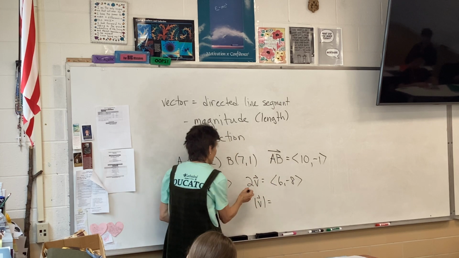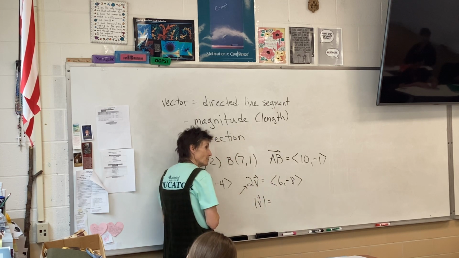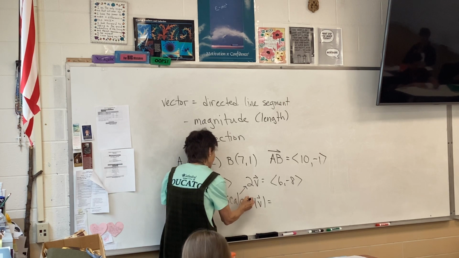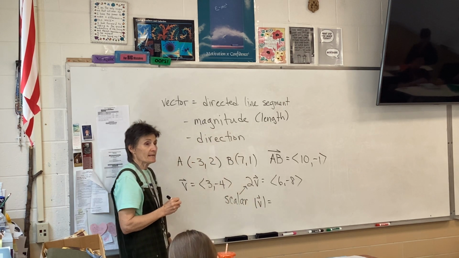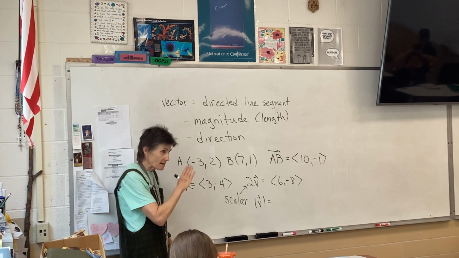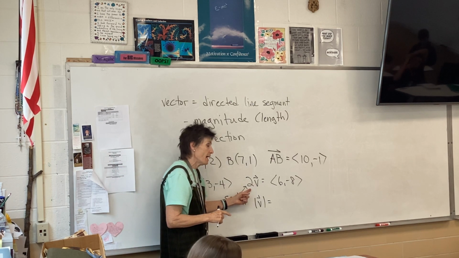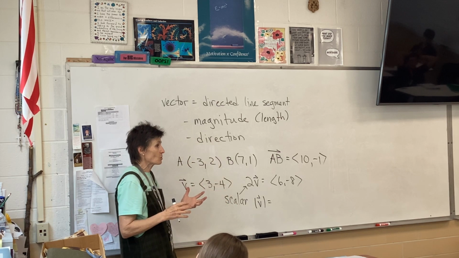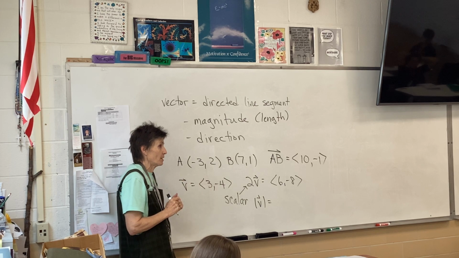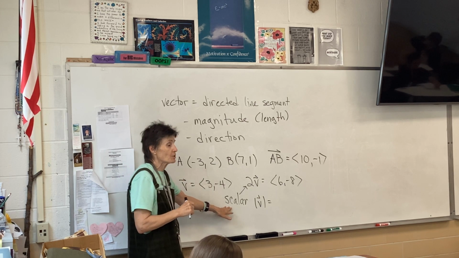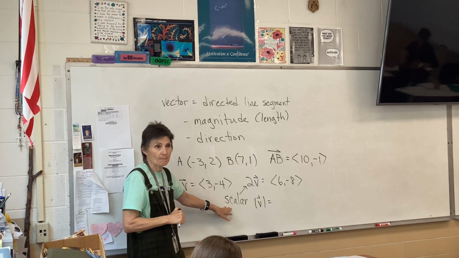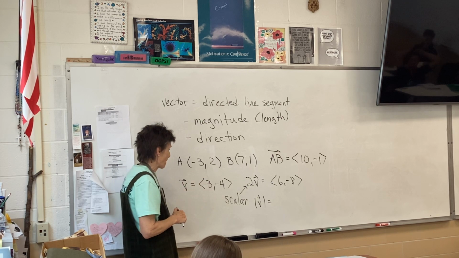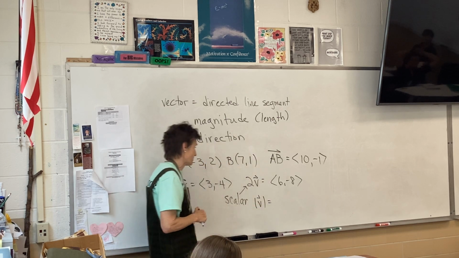In vector land, this number right here, Brian, what's that called? No idea. Scalar. That's called a scalar. Again, the concepts are the same. This is a coefficient. And what did we just do? We just distributed it. But in vector land, that is called scalar multiplication. Just new words for the same concepts. Real numbers are called scalars. Okay, now what do you think that means?